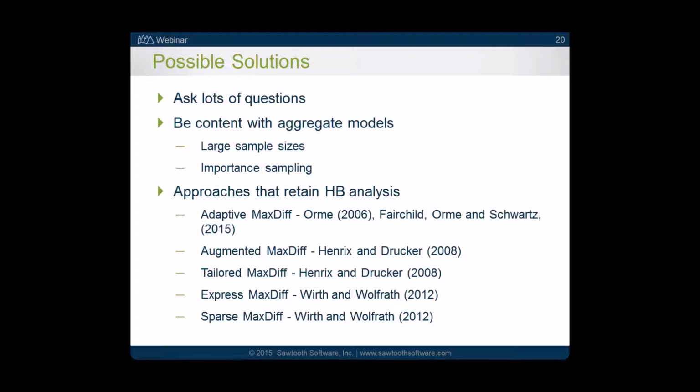But ordinarily, we want to retain the advantages of hierarchical Bayes analysis. We want to have that respondent level data. And so there's 5 methods here that we'll talk about momentarily that allow us to retain the HB analysis.